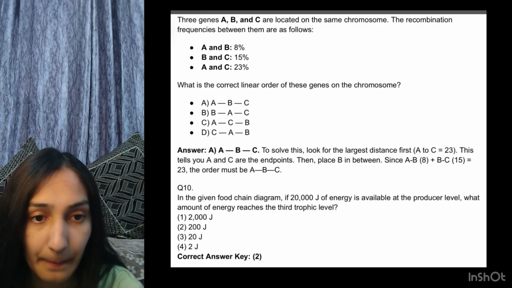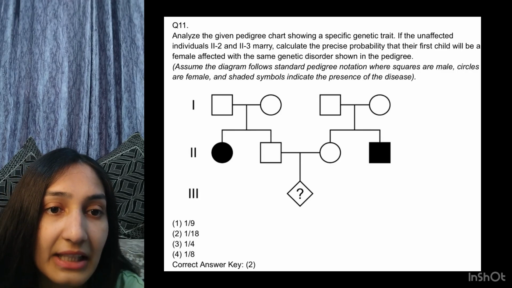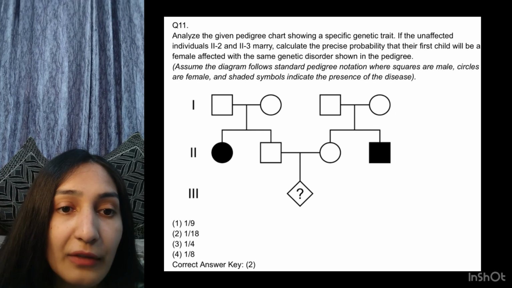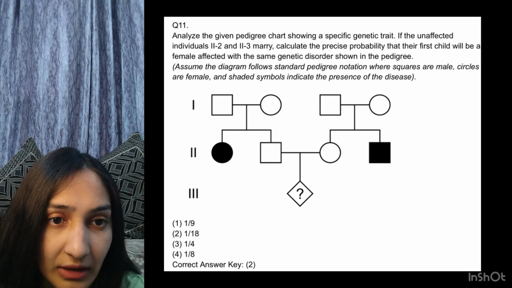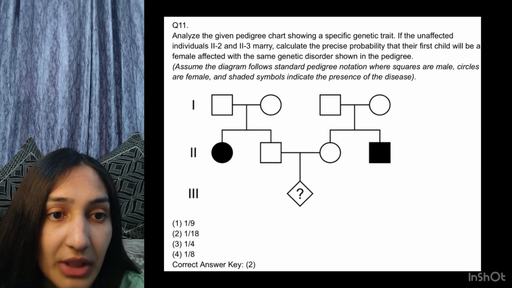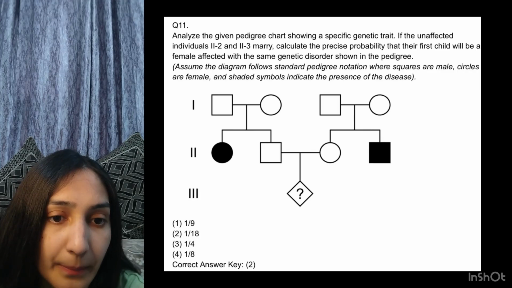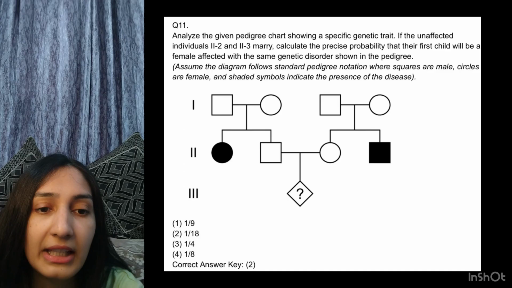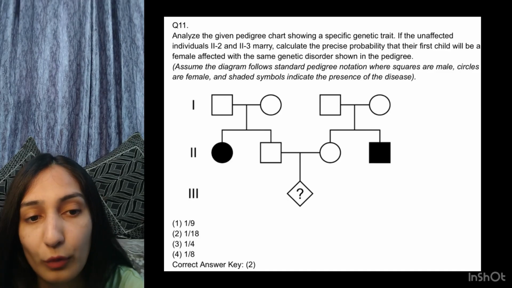Next is question number 11. Analyze the given pedigree chart showing a specific genetic trait. If the unaffected individuals II-2 and II-3 marry, calculate the precise probability that the first child will be a female affected with the same genetic disorder shown in the pedigree. The options are A, 1 by 9; second, 1 by 18; third, 1 by 4; and fourth, 1 by 8.